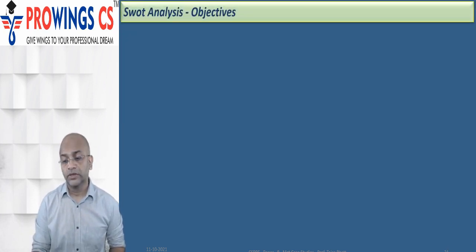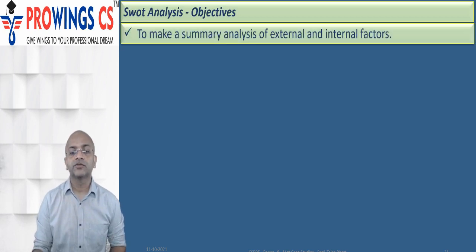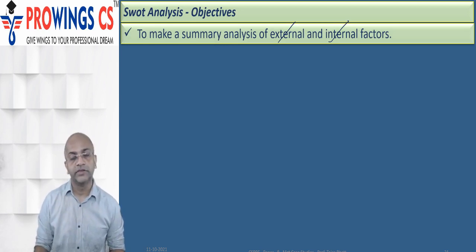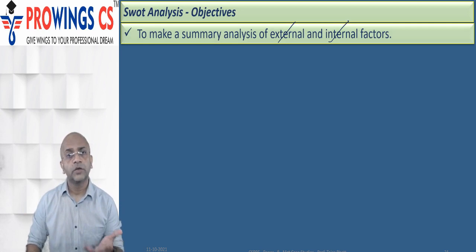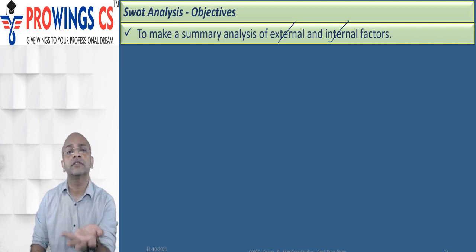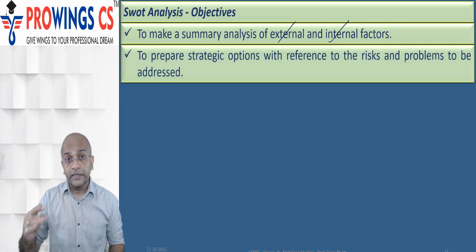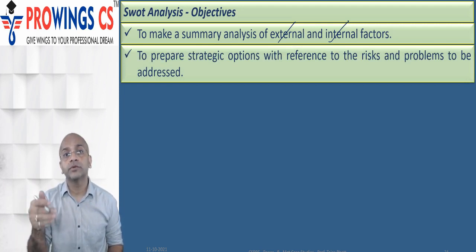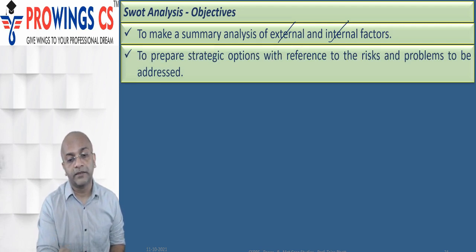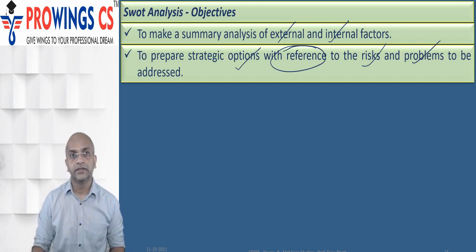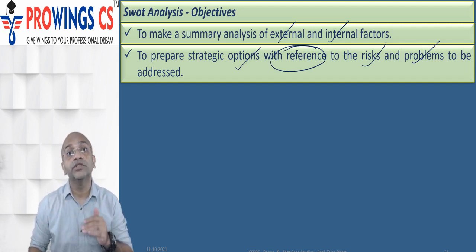Now, what are the objectives? It's very easy. To make a summary analysis of external and internal factors. See, if you have understood this, what has SWOT done actually? You tell me. It is just allowing you to know, being an entrepreneur, businessman, or manager, what the situation is with respect to internal and external factors and forces. Now, after that, what should a manager or businessman do? The businessman is to prepare strategic options with reference to the risks and problems to be addressed, and you need to think about it.